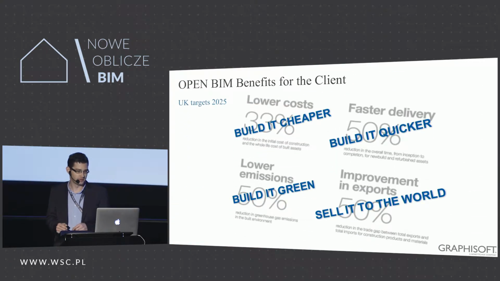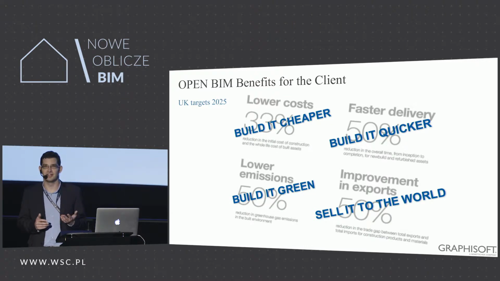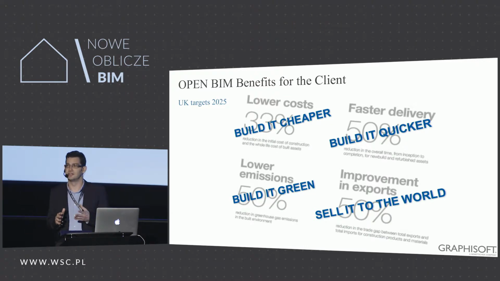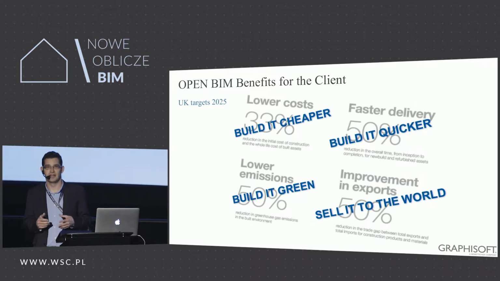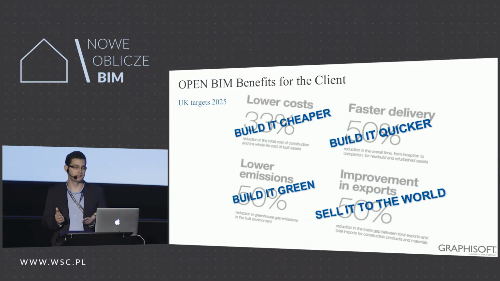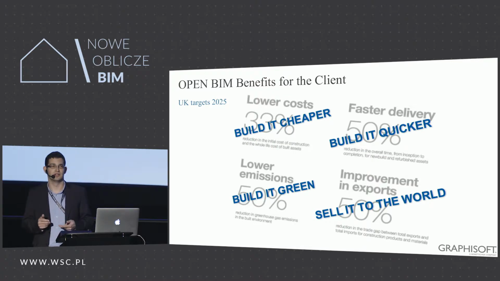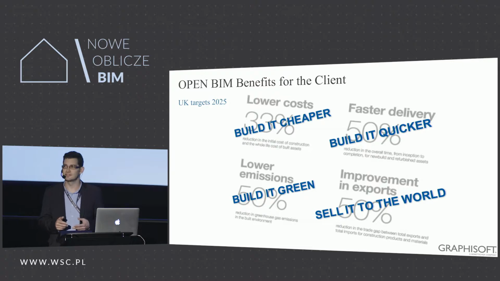Excuse me, I'm going to show this slide again, and it looks like this is the hot image of today's conference. But I think it's a great slide because the clever guys in the UK phrased the benefit of OpenBIM from the client's perspective really well. It means that thanks to these technologies, we can build cheaper, quicker, and greener, considering the environment. And let's not forget the fourth point, improvement in exports, which basically means that all the knowledge that we learn from these projects can be benefited from.